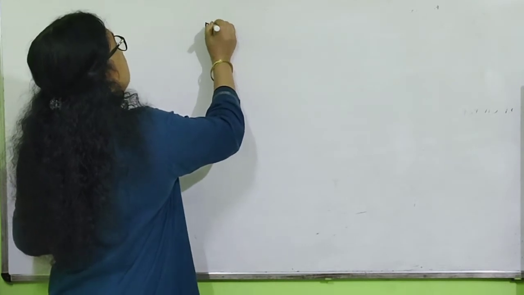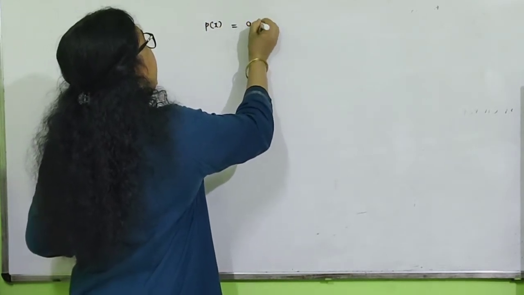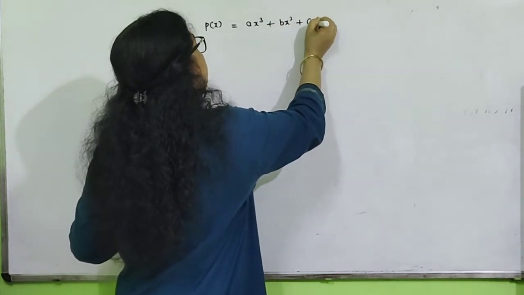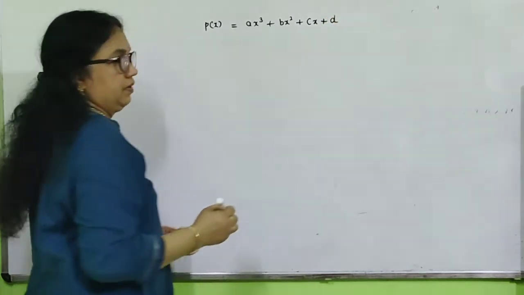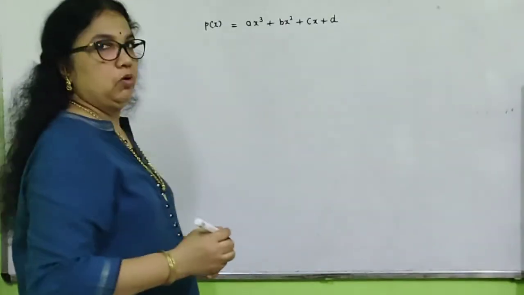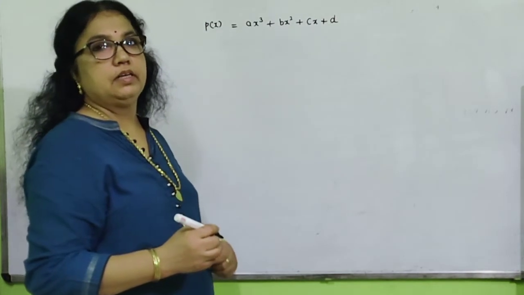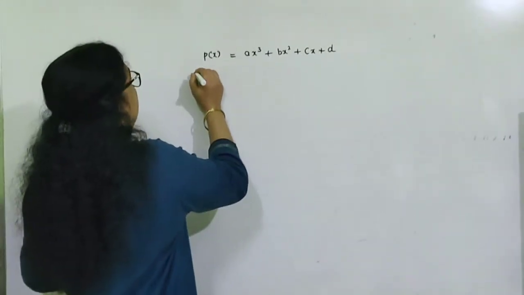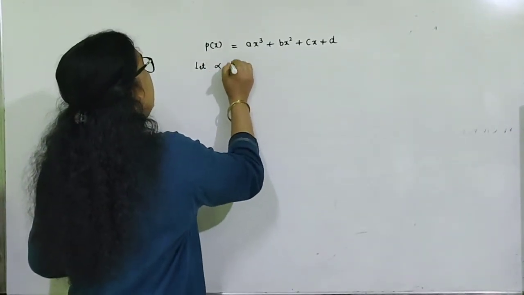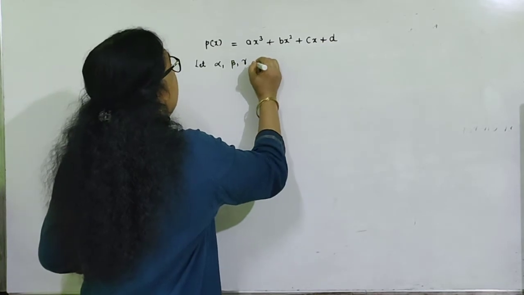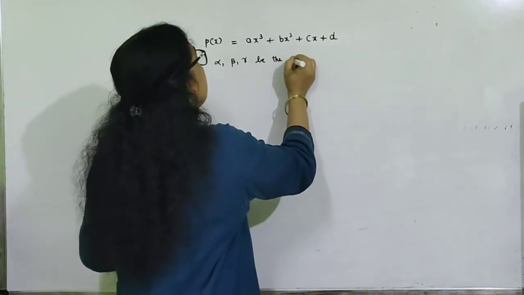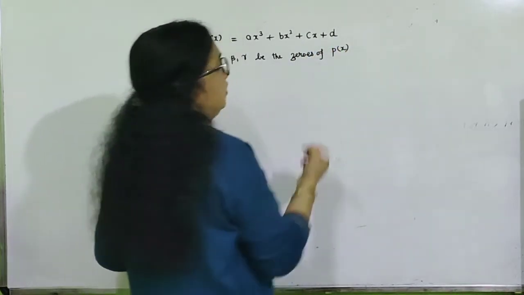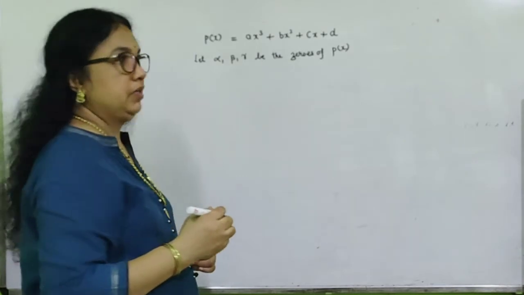Cubic polynomial, what is the form? P of x equals ax cube plus bx square plus cx plus d. For a cubic polynomial, we have already learned there will be at most 3 zeros. Let alpha, beta, gamma be the zeros of p of x. Now, how is the relationship?